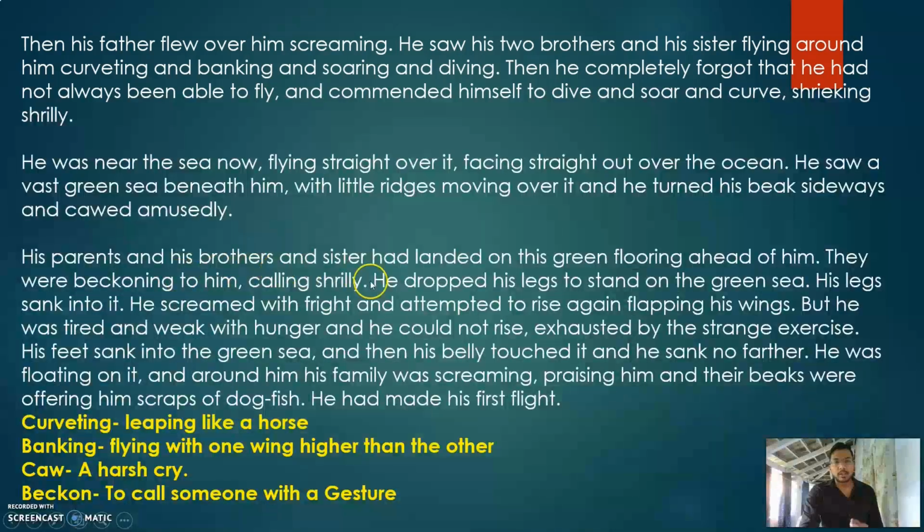His parents and his brother and sister had landed on this green flooring ahead of him. Means the other members of the family landed on the sea. They were beckoning to him, calling shrilly. Beckon means to call someone with a gesture. See the end of the page. So they are settled on the sea, and you know that any bird which is a seabird like a duck or any other bird like a seagull, these birds can float on water. So they are floating on water and they are beckoning him, means calling him.